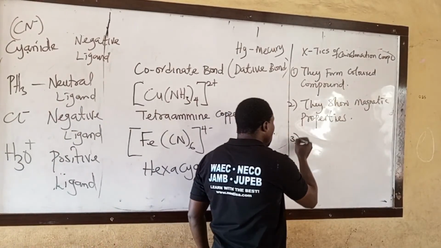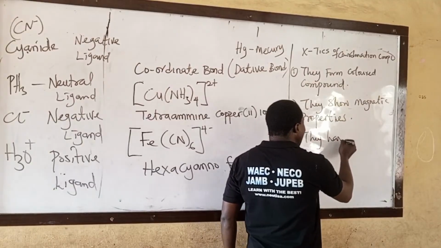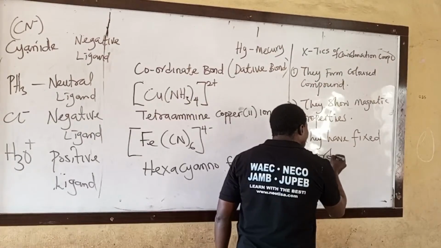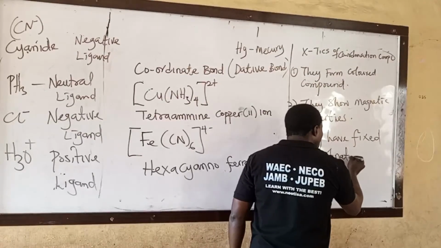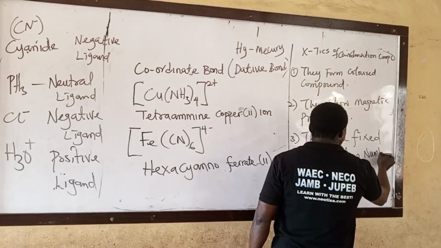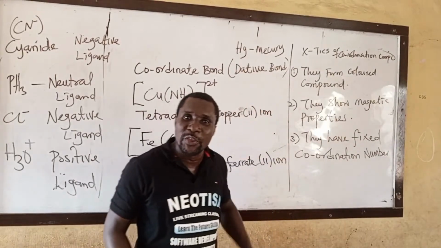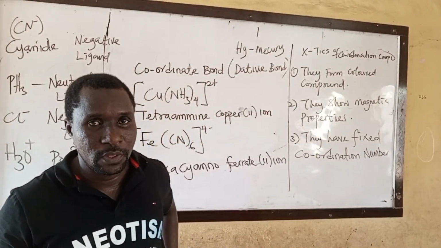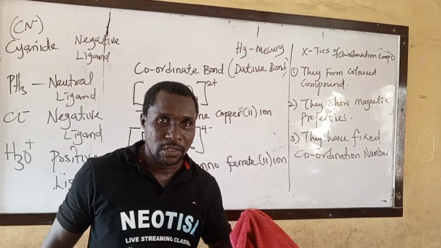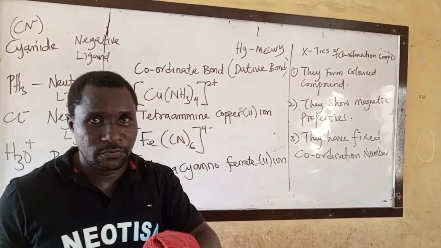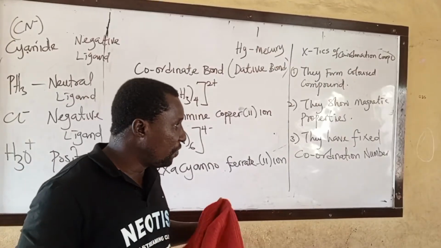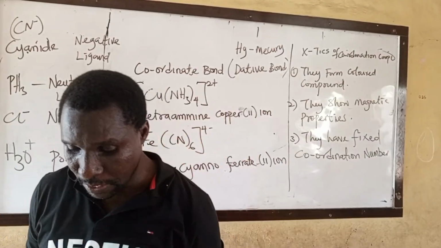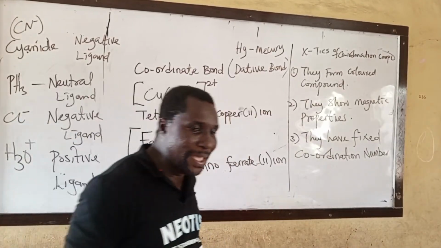Number three, they have fixed coordination number. Coordination number is a topic on its own, but for O level you don't need it, even in JAM. But for JUPEB and Cambridge A level, you need it. But for JAM, you don't need it.